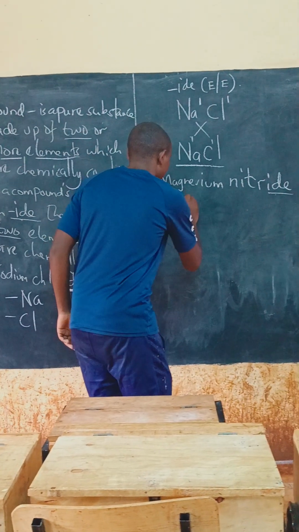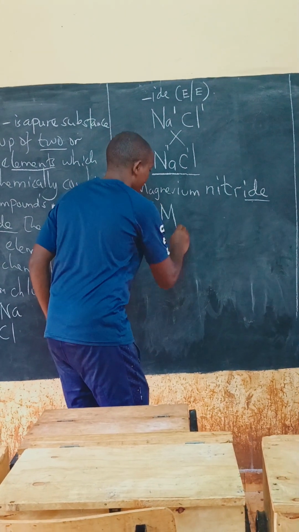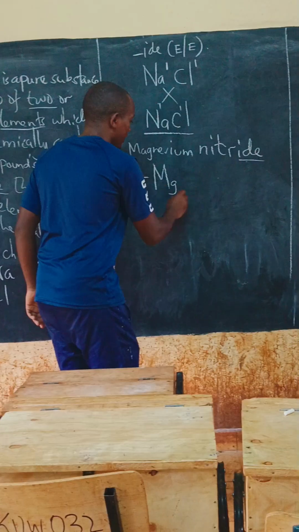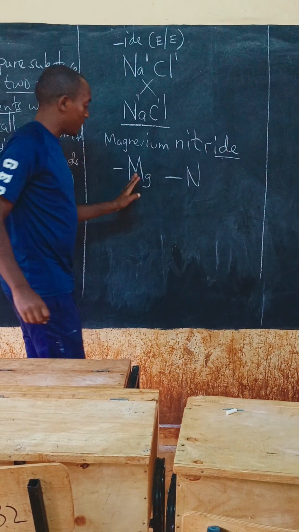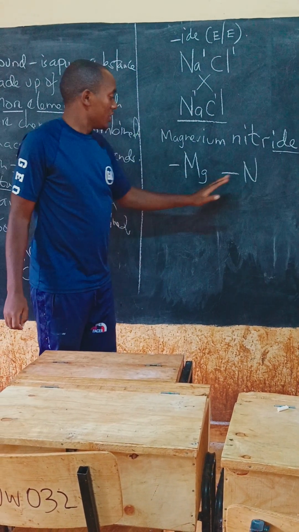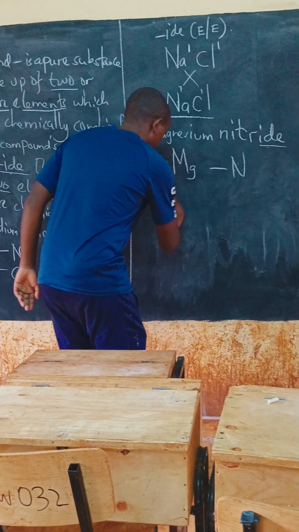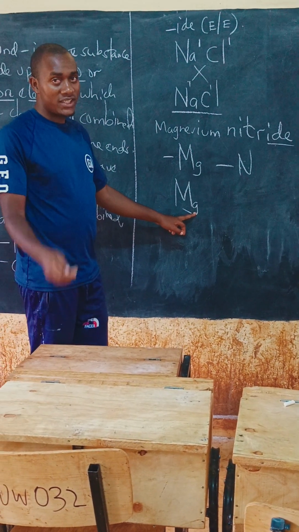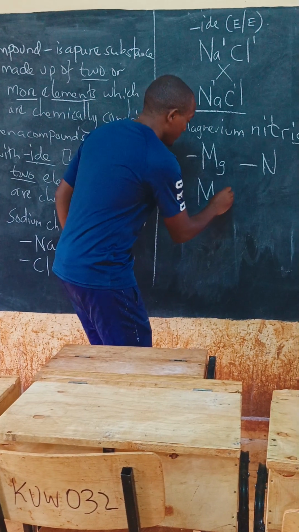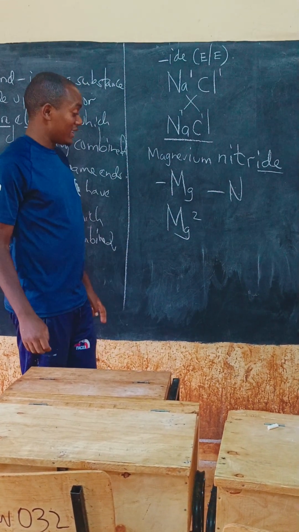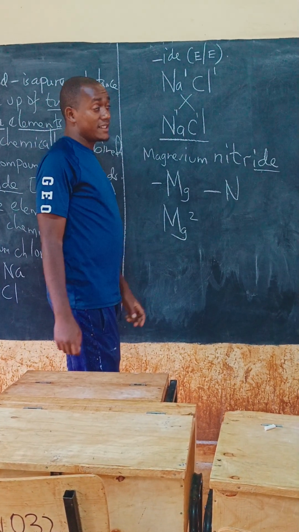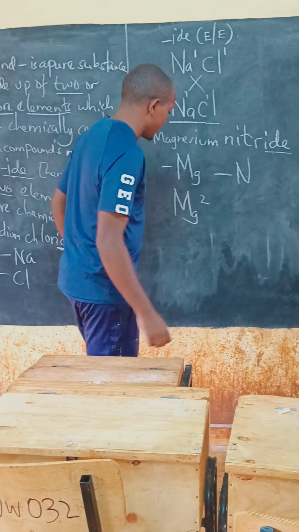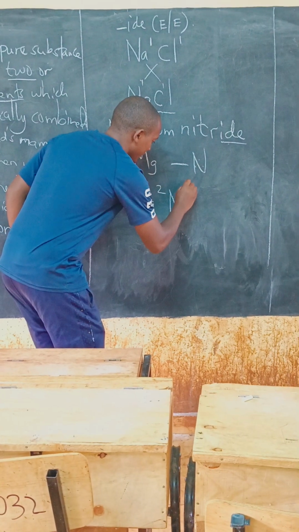So magnesium nitride contains what now? Magnesium and nitrogen only. The compound here is made up of 2 elements because it ends with IDE. Writing the formula, Mg. Magnesium is atomic number 12, and it loses 2 electrons and is in valence 2. We discussed valence in our last class. And nitrogen is number 7, 2, 5, and it gains 3 electrons. So it's N, valence 3.